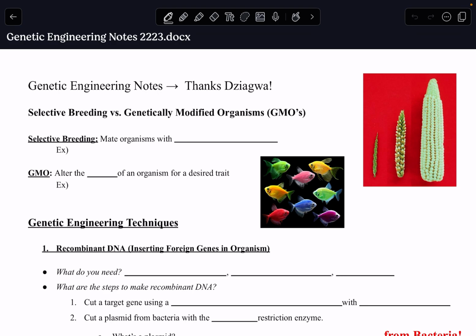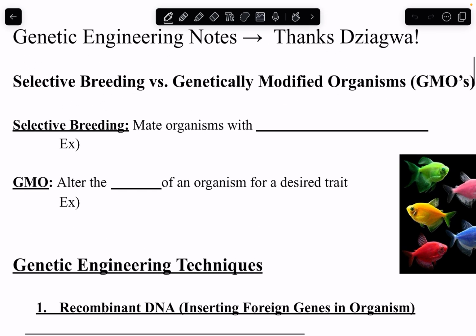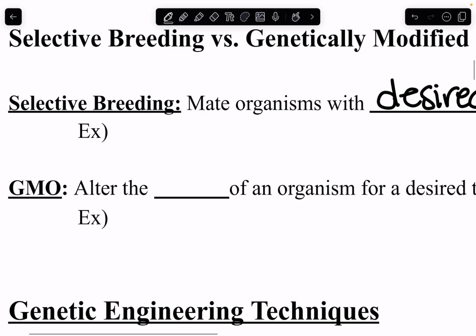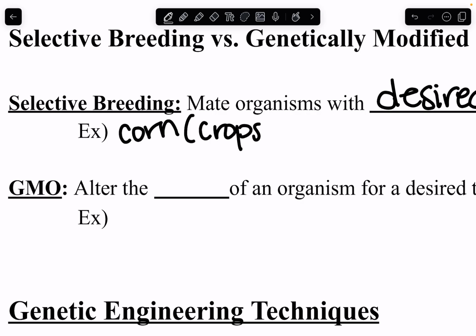So we're going to start with this concept of selective breeding versus genetically modified organisms, also known as GMOs. Selective breeding is when you have two organisms and you mate them so that you have desired traits as an outcome. An example is in corn. We have corn that has properties that get rid of bugs. We call it insecticides, but it's actually embedded in the DNA code.